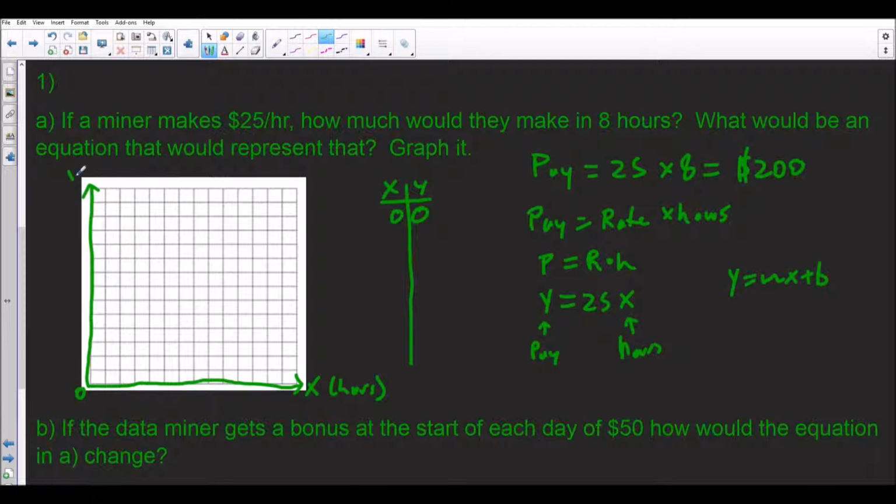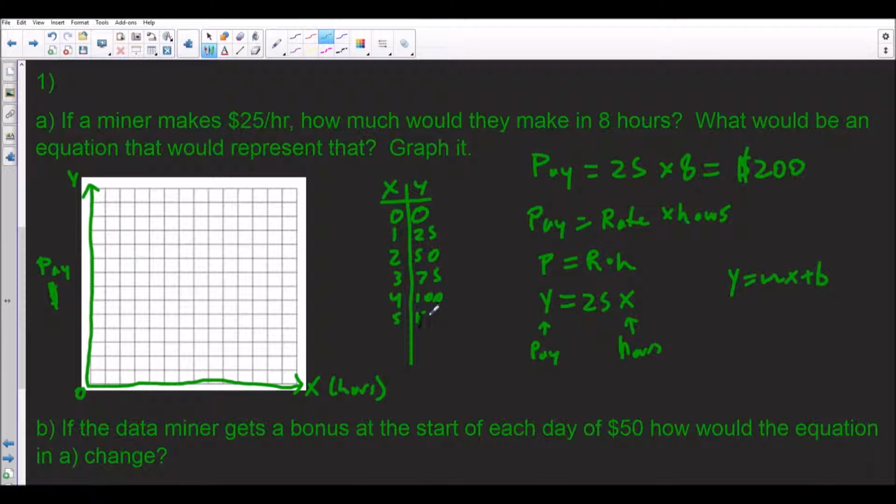And this would be the y, and that would be the pay. Okay, so the pay in dollars, and x would be the hours. So as we go up, as we work 1 hour, we get $25, right? Because we put in 1 here, it's 25. If we work 2 hours, we get $50. 3 hours, $75. 4 hours, $100, right? And so on and so forth.